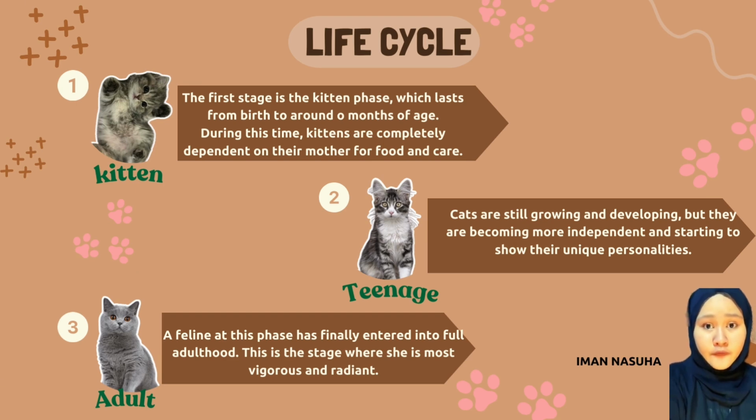First, kitten. The first stage is the kitten phase, which lasts from birth to around a month of age. During this time, kittens are completely dependent on their mother for food and care. Then, teenage stage. Cats are still growing and developing, but they are becoming more independent and start to show their unique personality. Next, adult. Felis at this phase has finally entered full adulthood. In this stage, she is more vigorous and radiant.